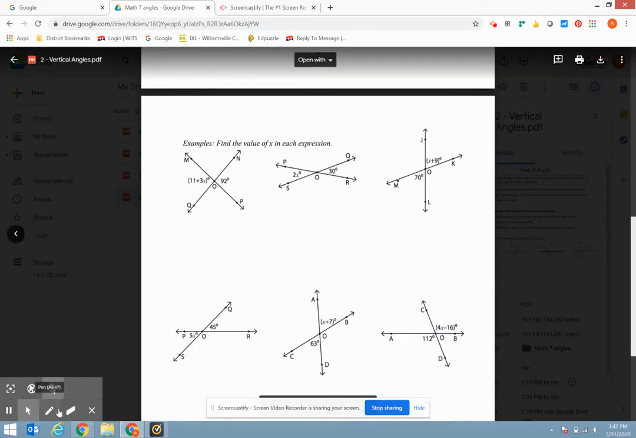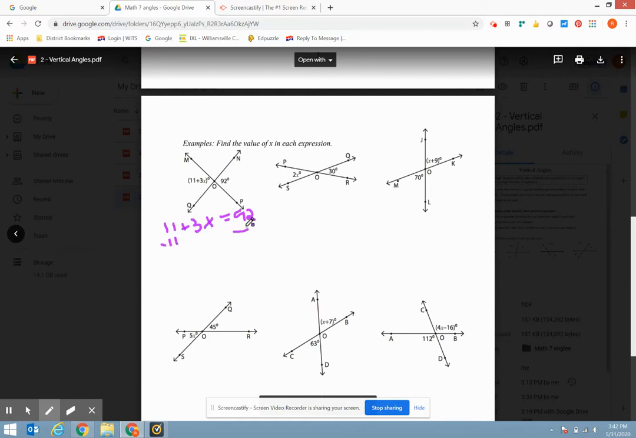Now, sometimes they make it a little bit more difficult and they add some algebra in. So I have two intersecting lines. These angles I know are vertical. They're opposite each other. So I know this angle that's marked 11 plus 3x should be equal in measure to the angle opposite it marked 92. So I can write this algebraic equation to help me out. Now I just solve using algebra.